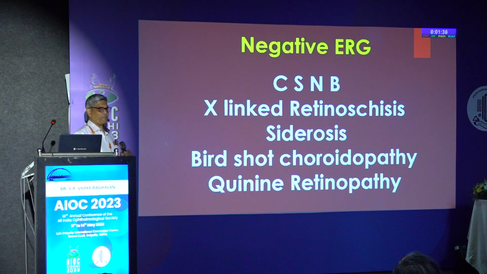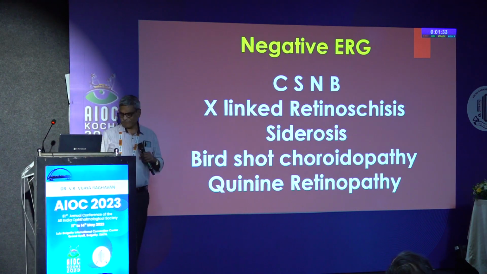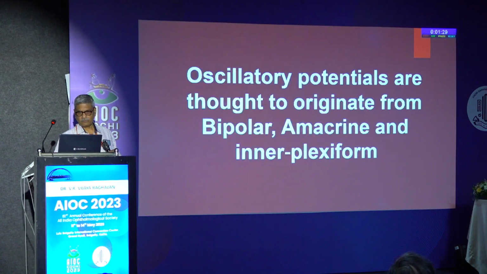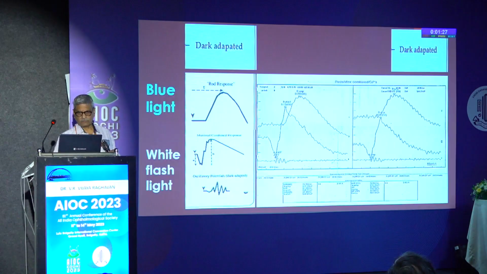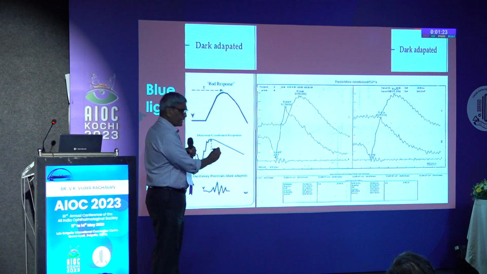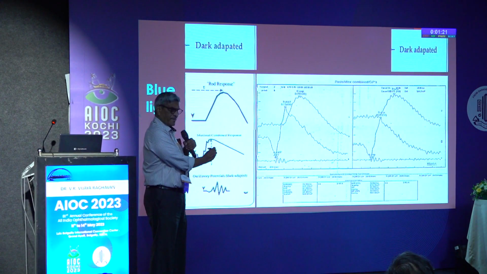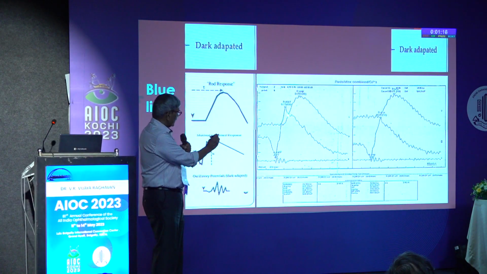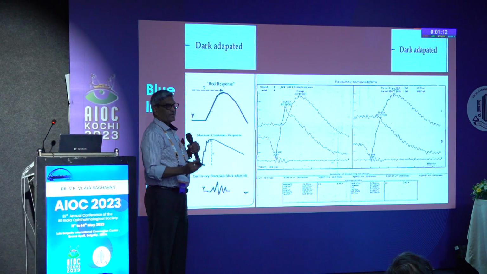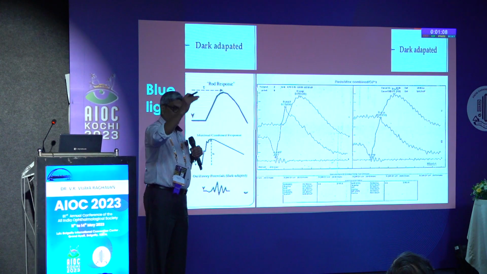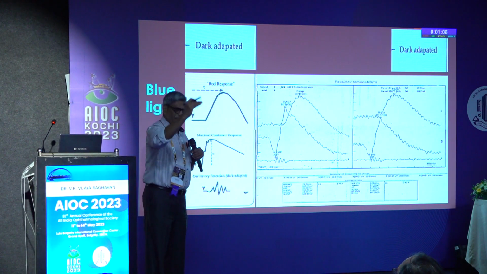Then sometimes what happens, negative ERG. What is a negative ERG? I tell you. See, negative ERG means the A wave is already negative. The B wave is a positive wave. Now the B wave amplitude is coming down towards the baseline. That becomes negative ERG. When the B wave amplitude is reduced, it is coming towards the negative side.